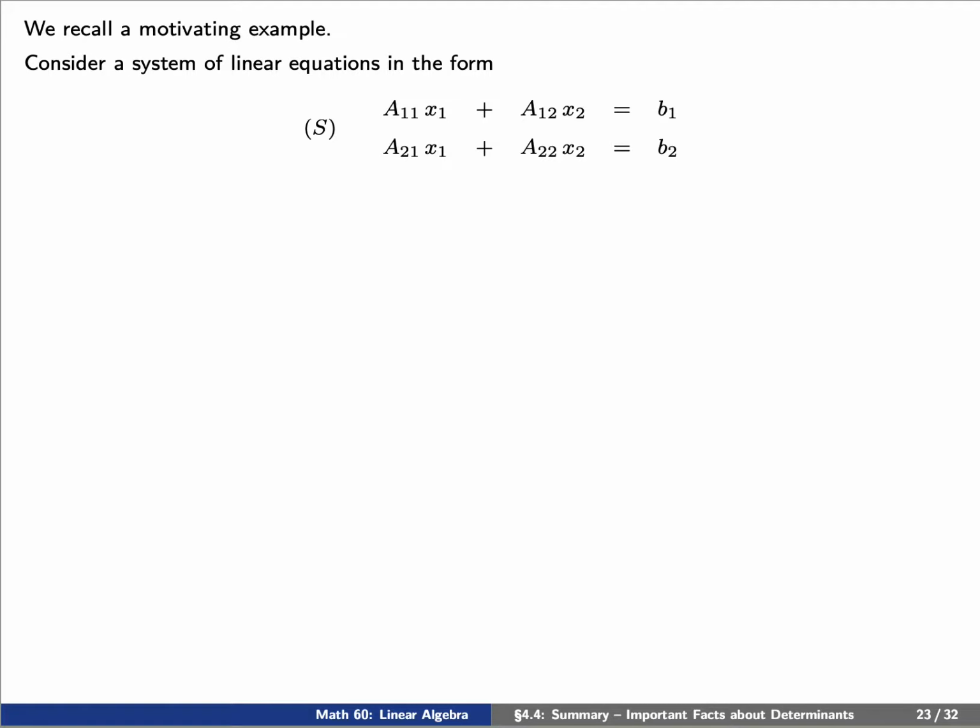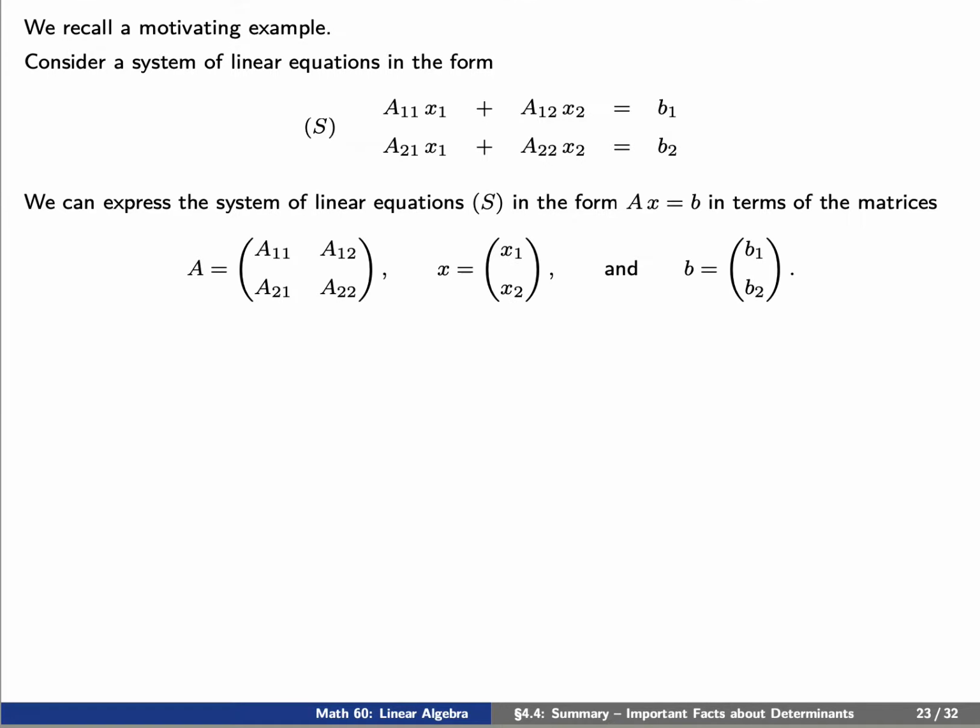The last concept I'd like to introduce today is what's called Cramer's Rule. Let's take a look at a motivating example. Say that we have a system of two equations and two unknowns. The unknowns here are x1 and x2. Of course, we can express this as a system of linear equations in the form A x equals b.